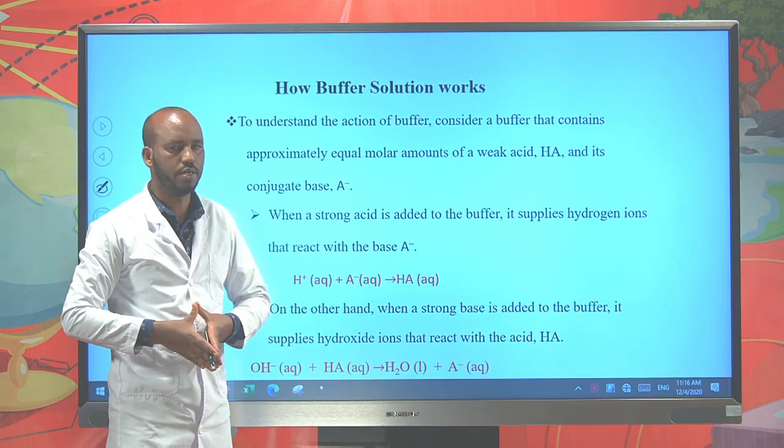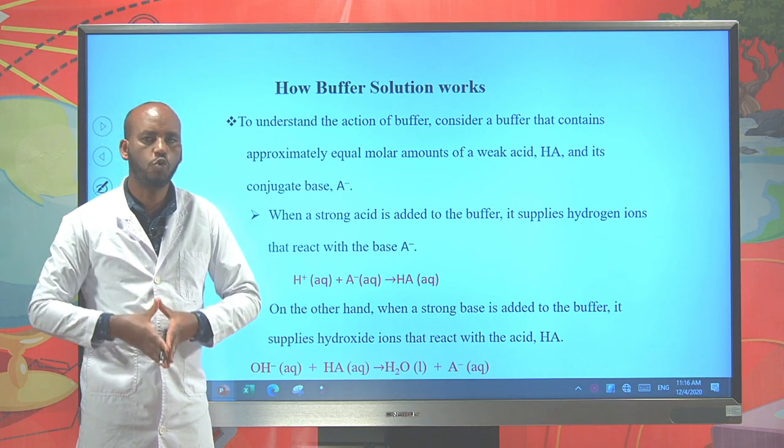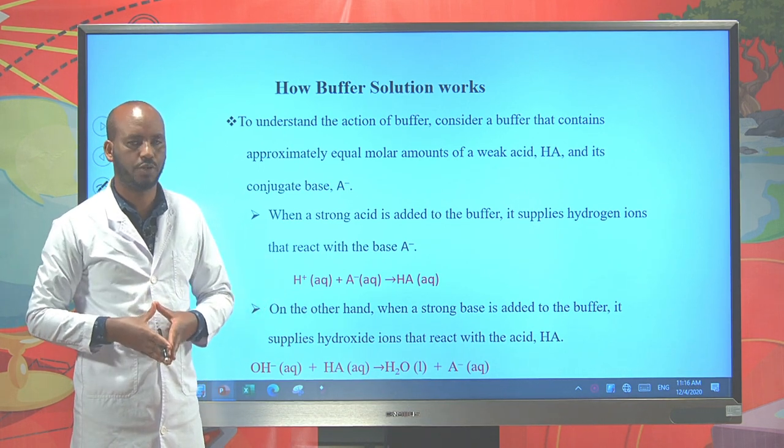How does a buffer solution work? How does a buffer solution resist changing pH?